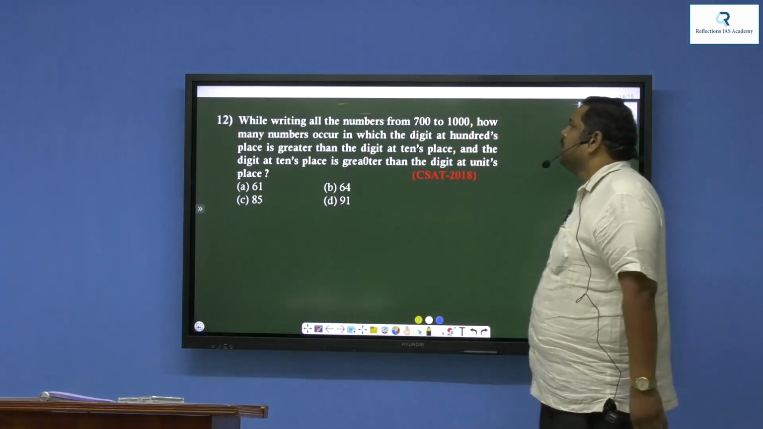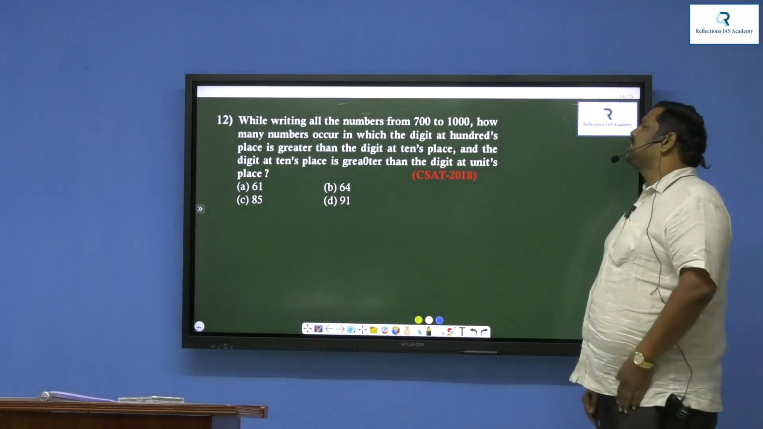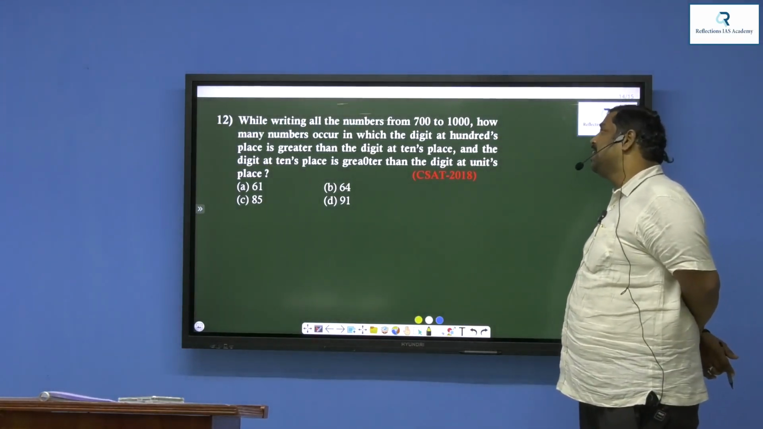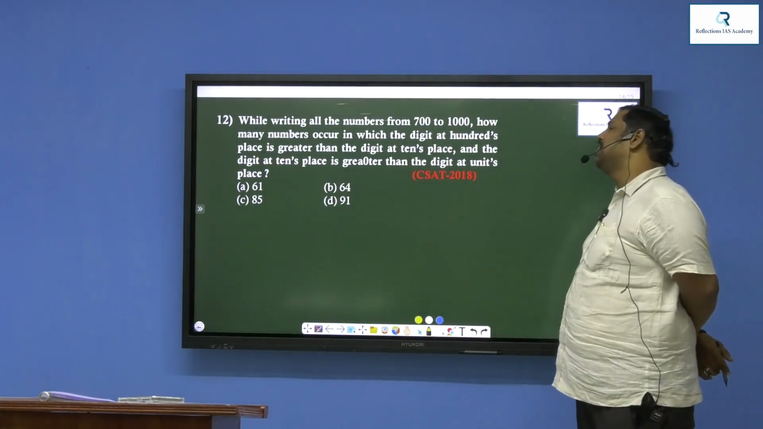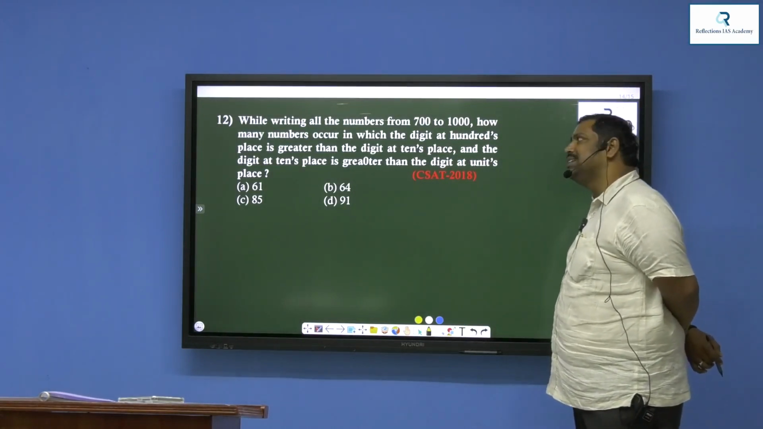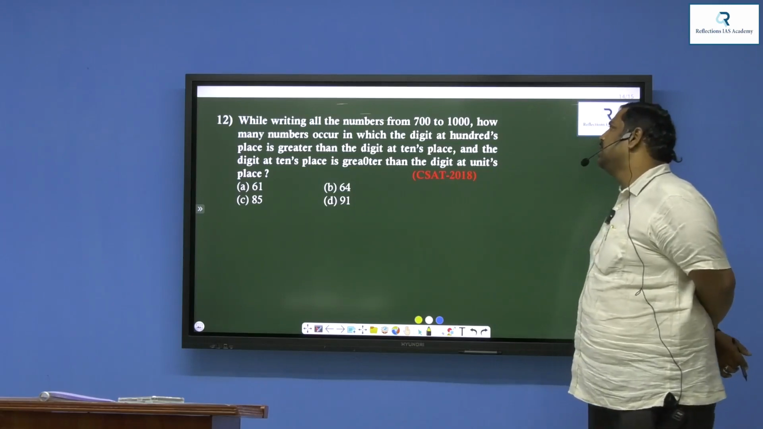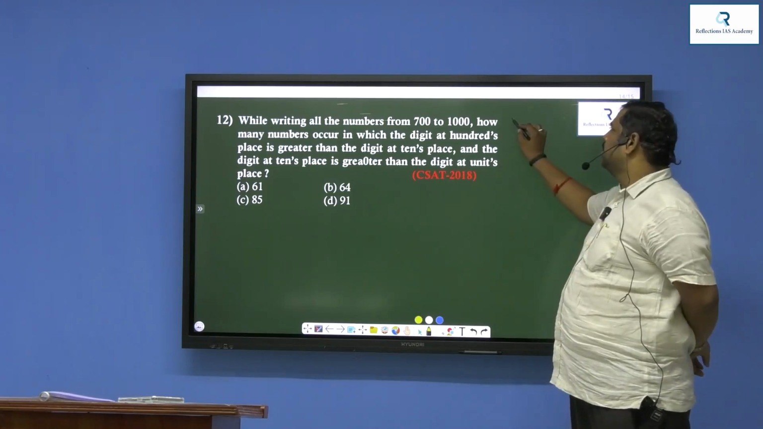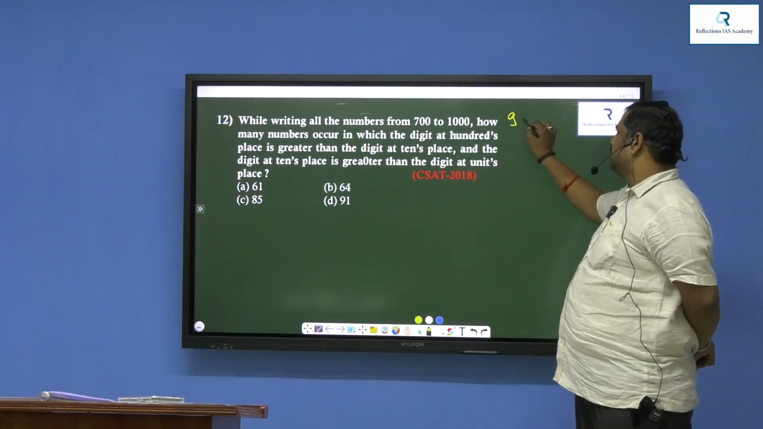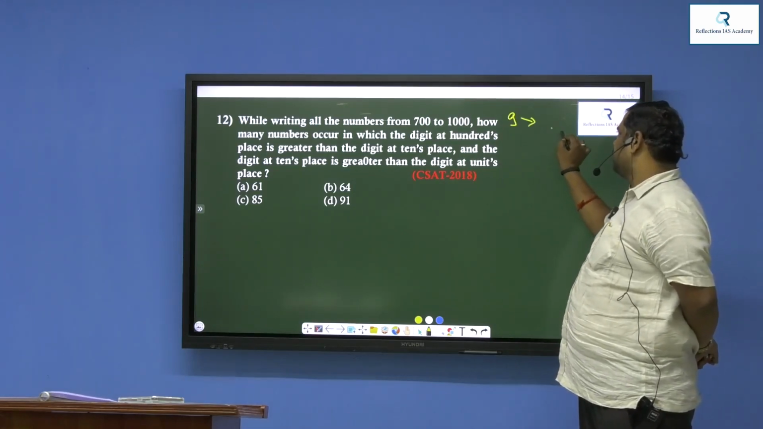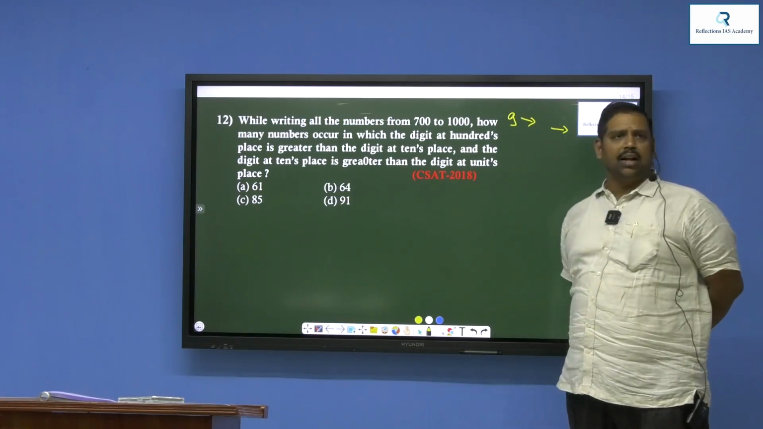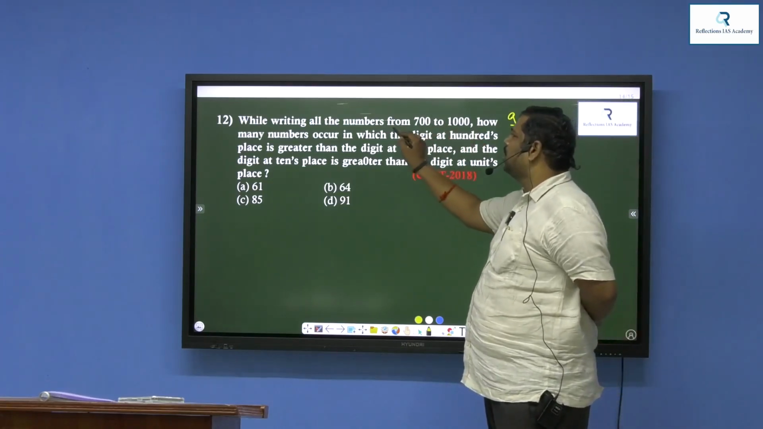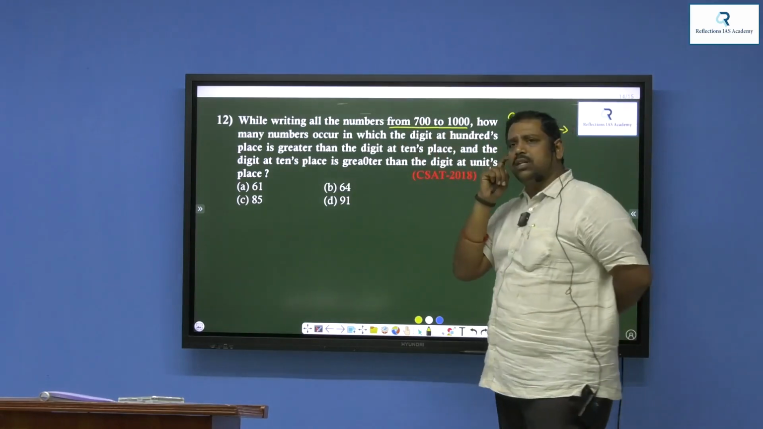Good, last one. While writing all the numbers from 700 to 1000, how many numbers occur in which the digit at the hundreds place is greater than the digit at the tens place, and the digit at the tens place is greater than the digit at the units place? So simply, greater compared to that, less compared to that. Right or wrong?